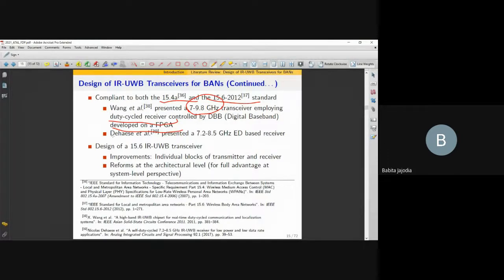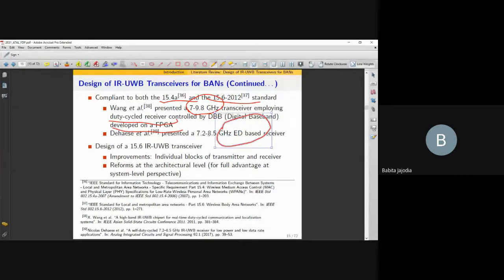Okay, as well as another author, Dehans, also tried to make an energy based receiver compliant to both 15.4 and 15.6, and for the particular higher frequency 7.2 to 8.5 gigahertz, right?